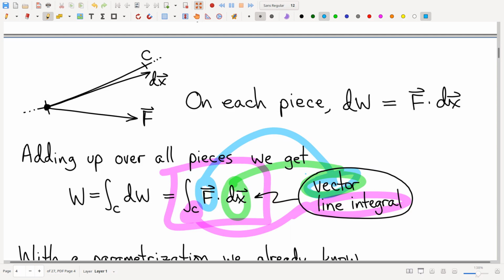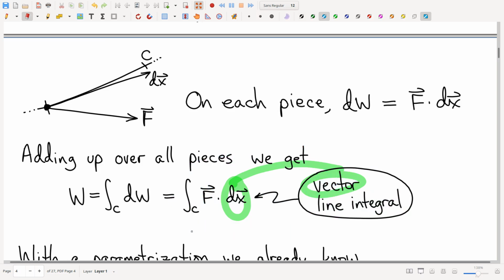So this is a significantly different kind of line integral, and again, to make the distinction clear, we call it a vector line integral. Okay. All right. Let's see. A quick cultural note. I'll point out that very often people will just call this a line integral.